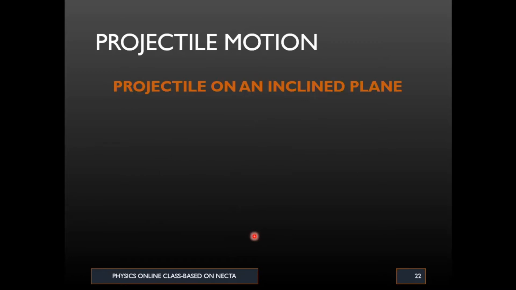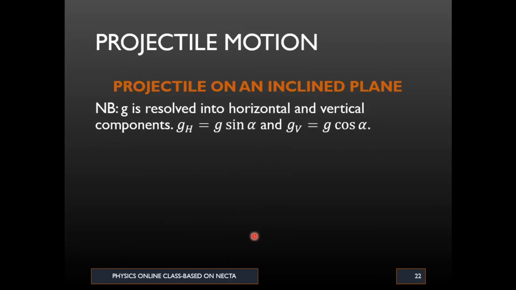Projectile on an inclined plane. Now, in solving projectile on an inclined plane, we have one important concept to note. We are going to resolve g into horizontal and vertical components. The horizontal component will be equal to g sine alpha, which has no effect in any calculation. And the vertical component will be g cos of alpha, which will be used in our calculation.